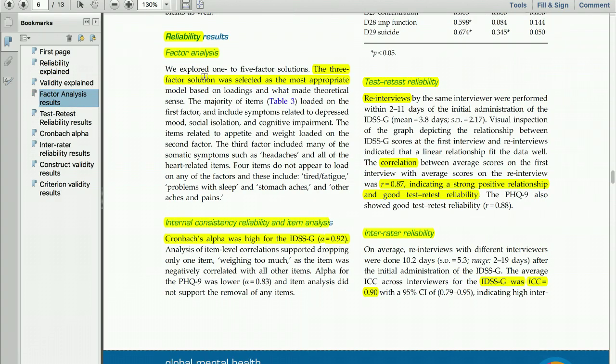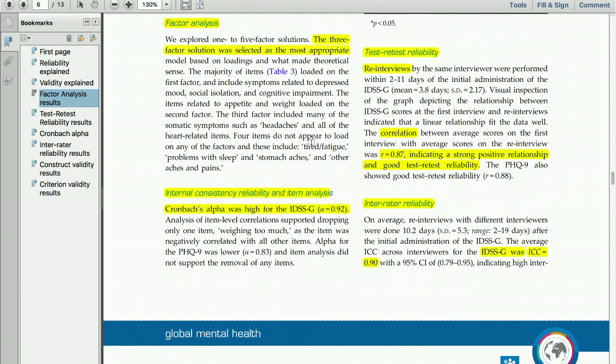So as we go down to the bottom to look at the results, we see the results here. For the internal consistency, reliability, and item analysis, it's Cronbach's alpha. The Cronbach's alpha score, and you see this Greek letter alpha here, was 0.92. The way that we can interpret a Cronbach's alpha is as we think about grades. If someone gets a 92, that's an A, so that would be excellent internal consistency or a high Cronbach's alpha.